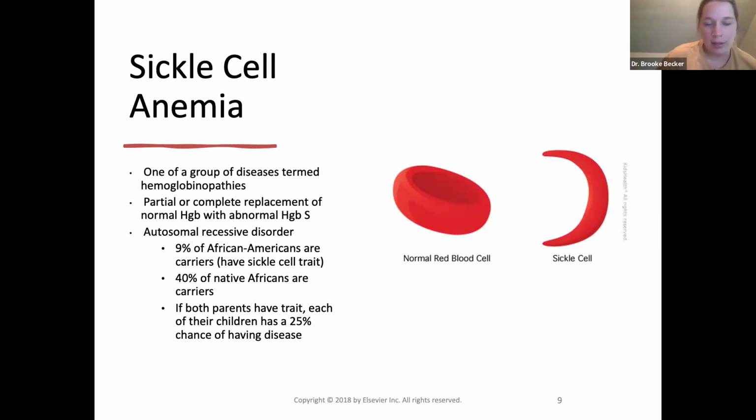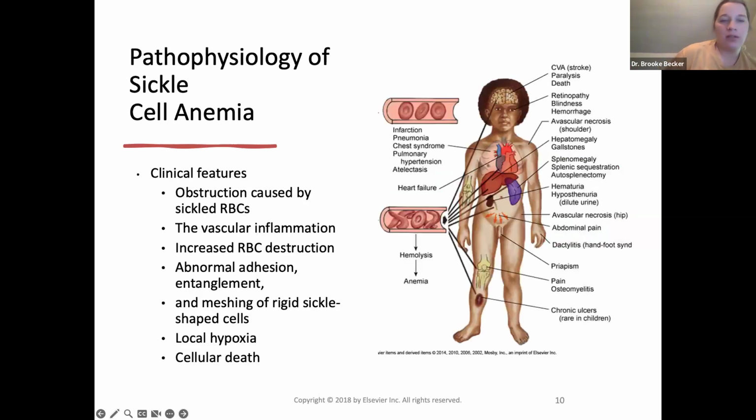If both parents pass on the trait, then of course the kiddo will be affected. So the pathophysiology of sickle cell anemia: because of those sickled cells, you see an accumulation or a clumping of those sickled cells. That causes obstruction in vasculature. Then, as that obstruction continues to enlarge, you see vascular inflammation. And then, because of those sickle cells, you're also seeing increased red blood cell destruction. Red blood cells may be being made normally, but they're being destroyed because they're sickle shaped.